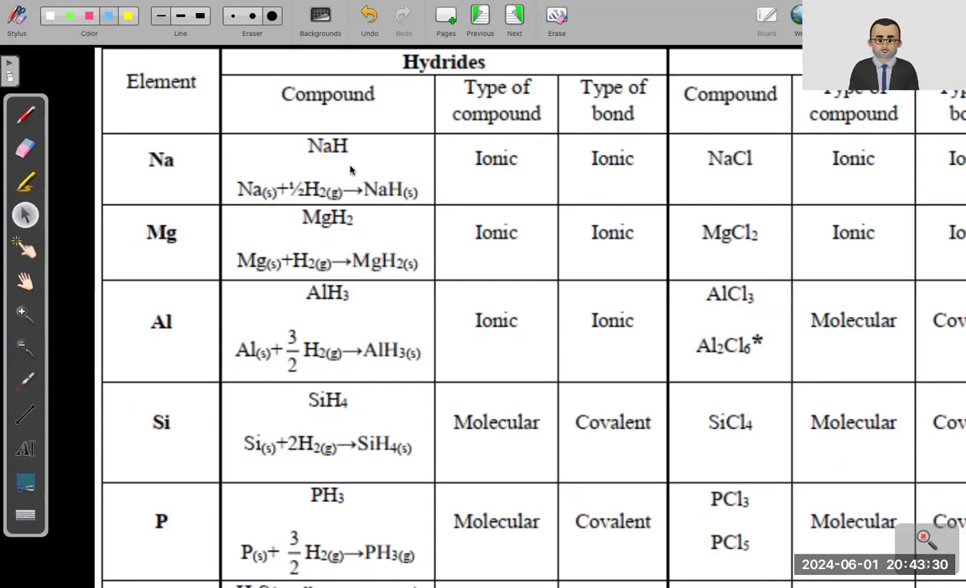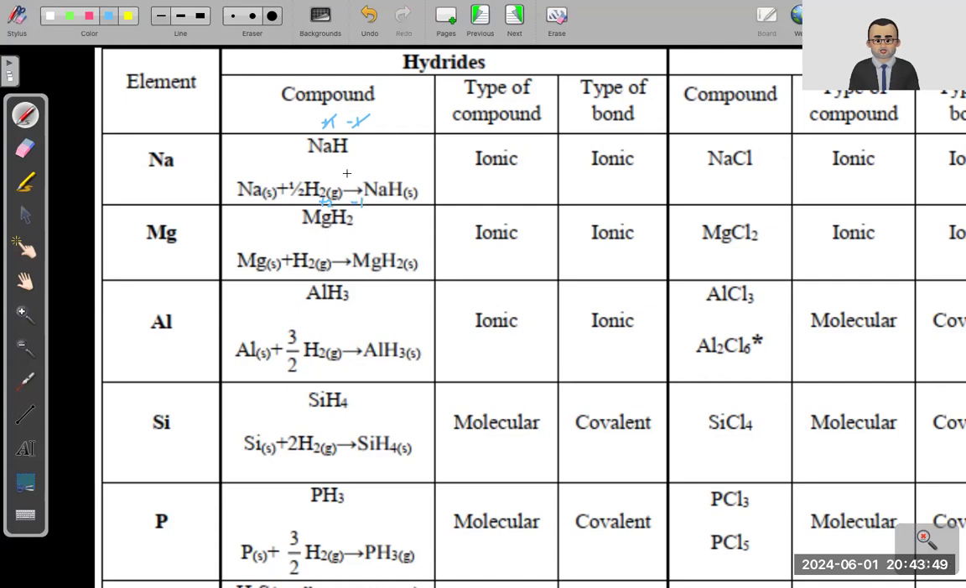What is the difference? Why does this become 2? Because Na is in group 1, so it is +1, and hydrogen is -1. So +1 and -1, they cancel out. There is no numbers showing here, no 2 or anything. Magnesium is in group 2, so it is +2, and hydrogen is -1.